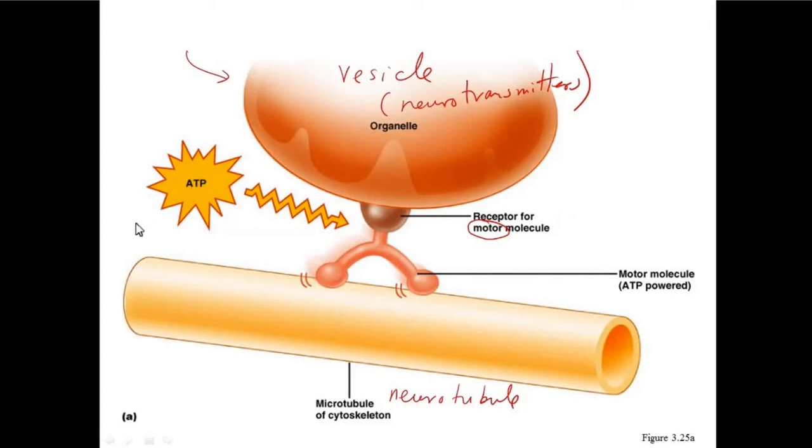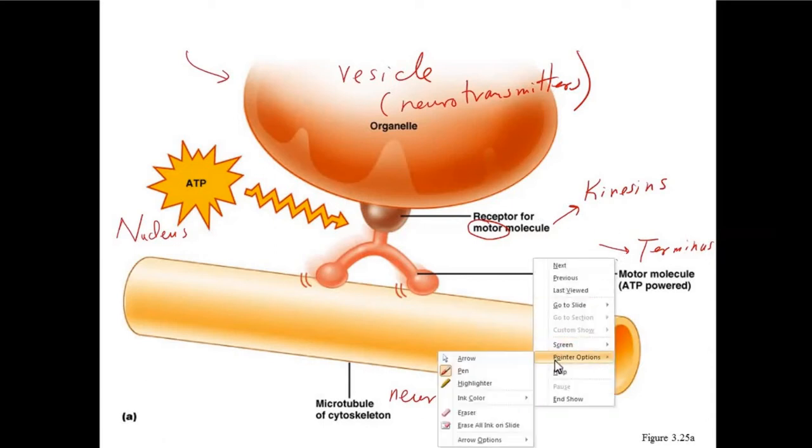So if the movement of those vesicles is from the nucleus to the terminus, then the motor protein involved with that would be the kinesins. That's the motor protein involved in facilitating the movement of the vesicles from the nucleus along these neurotubules within the axon towards the terminus.